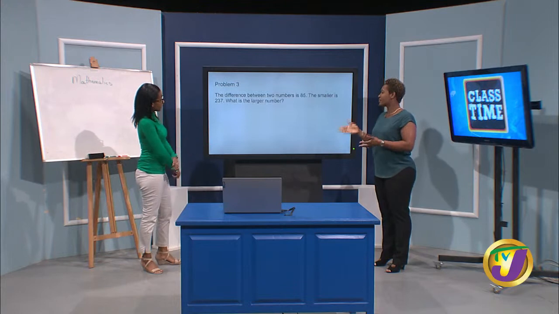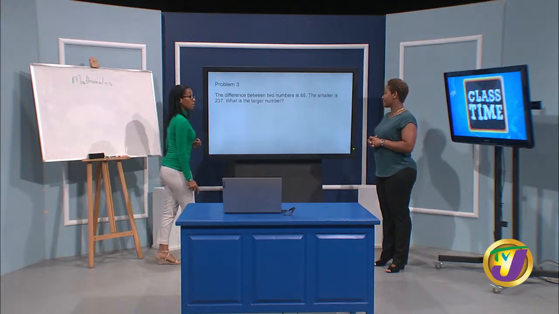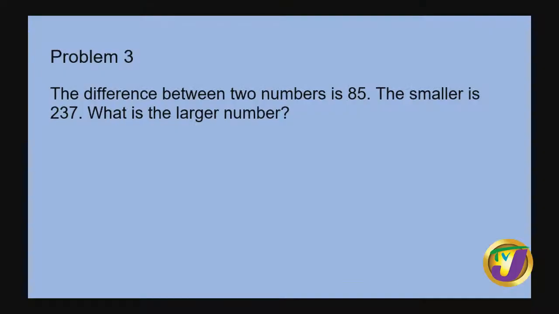All right, let's see. The difference between 2 numbers is 85. The smaller is 237. What is the larger number? We're given 3 options. A, 152. B, 312. C, 322. All right, so just before we even touch this, there are problems. Several problems may exist, but some problems may be easier to look at and solve, depending on your age and experience.